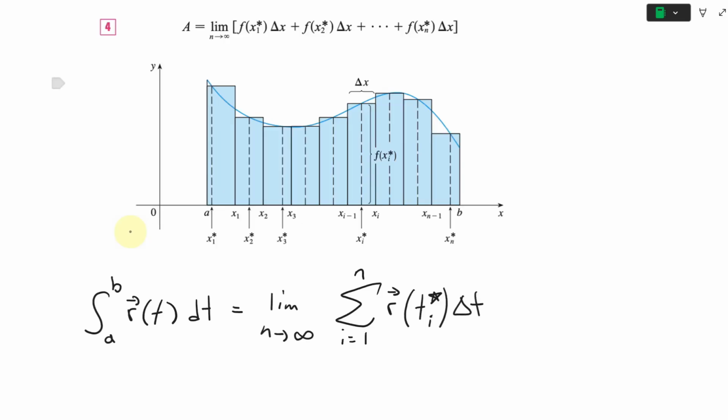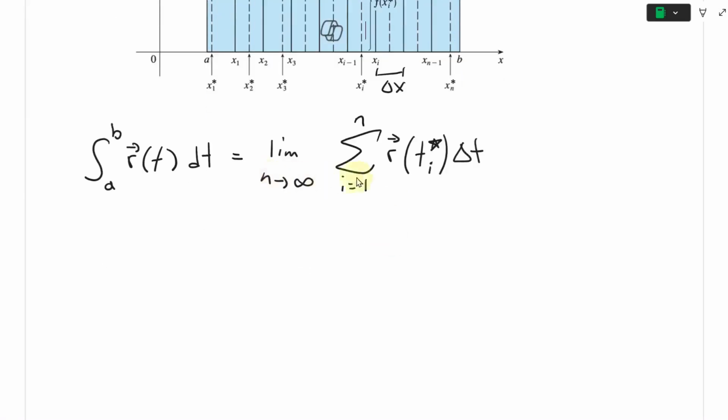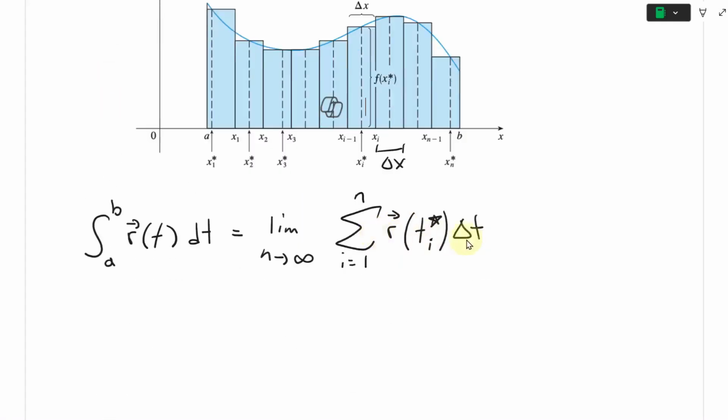Again, you can view this as delta x, and this height right here is f of xi star, and in our case it's r of ti star. You sum all these up and you get the area under the curve. That is the integral as you get an infinite number of these. In other words, you shrink delta t to be infinitely small, and then you get the integral.